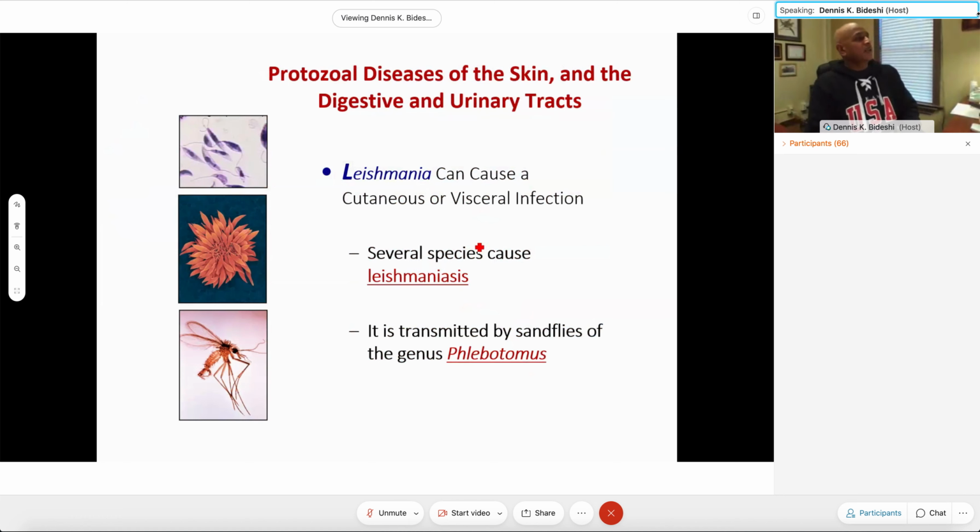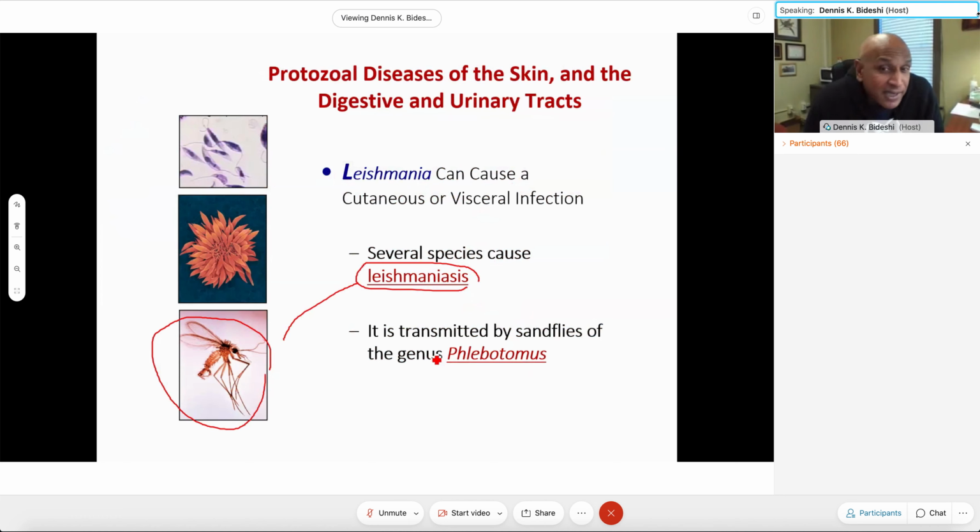All right, so let's take a look at diseases of the skin caused by parasites. We're looking at leishmaniasis. Now, notice this is transmitted by this vector here. So this parasite, Leishmania, is transmitted by the phlebotomous fly. That's a technical name for the sandfly.